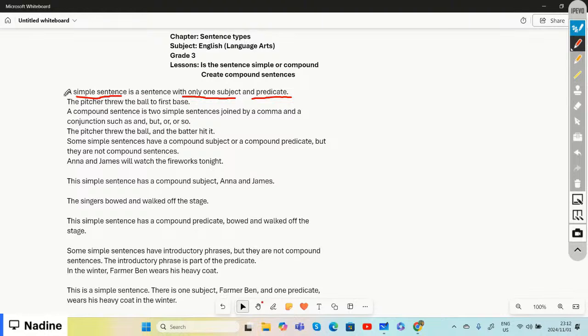Once again, we say the pitcher, who is our subject, threw the ball to the first base.